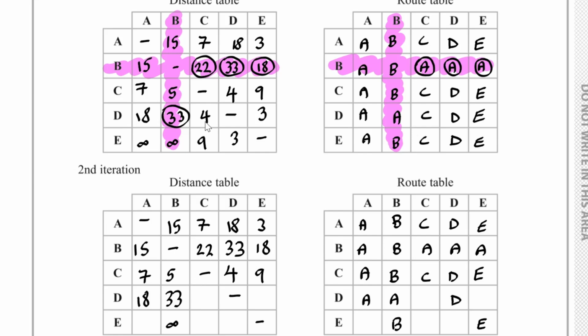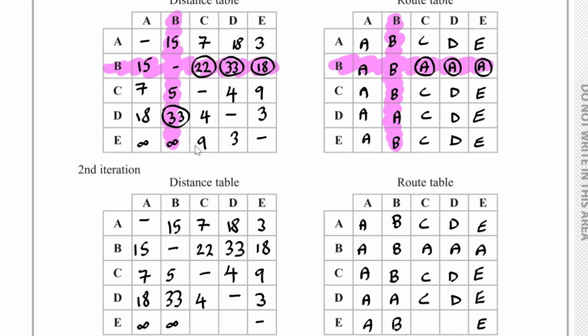We now compare the 4 with the 33 plus the 22. The 4 is definitely smaller. We make no adjustments. And over here we compare the 3 with the 33 plus 18. 3 is definitely smaller. We make no adjustments. Here we compare the infinity with 15 plus infinity. 15 plus infinity, that's bigger than the infinity. We make no adjustments.